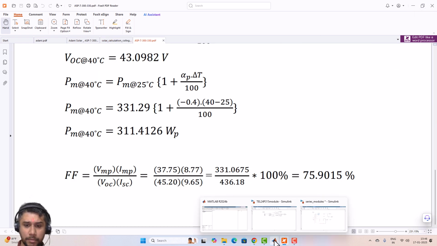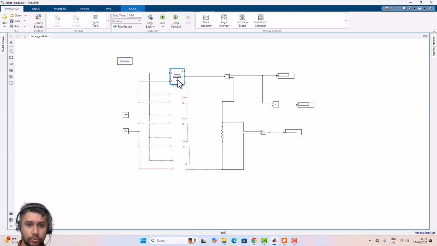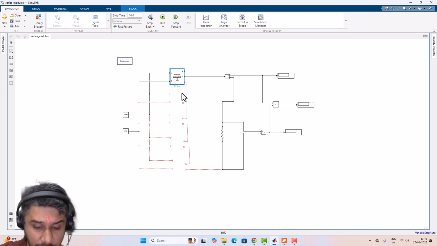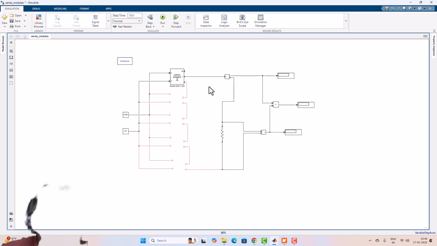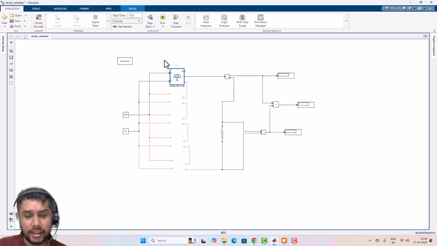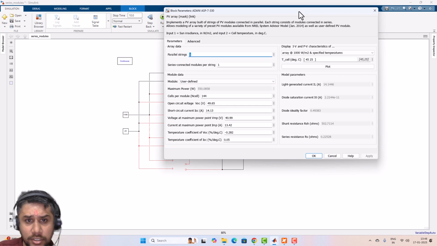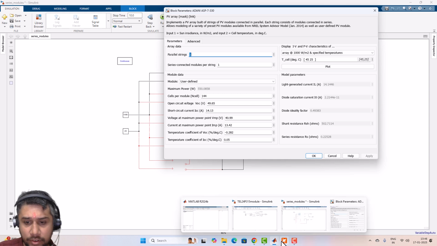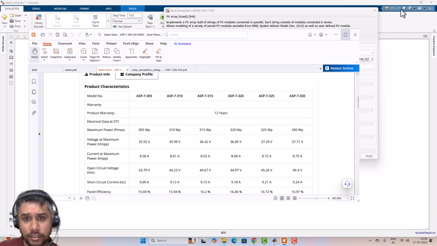Now for simulation purpose, let me first open this module. I have used a direct previous simulation, so the module is the Adani ASP-7-330 module I am using right now. The parameters I am using are 1 in series right now. Parameters can be found from this, 37.71.